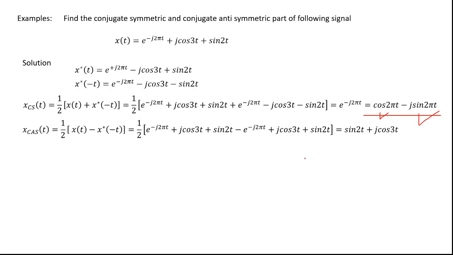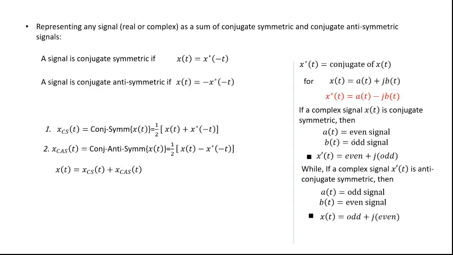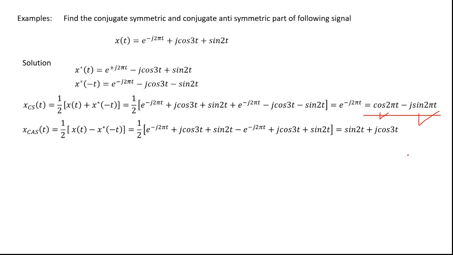We can see that any conjugate symmetric signal is a sum of an even signal plus j times an odd signal. That is, the real part is an even signal and the imaginary part is an odd signal. We can see here, this is the conjugate symmetric signal. Its real part is an even signal and its imaginary part is an odd signal.